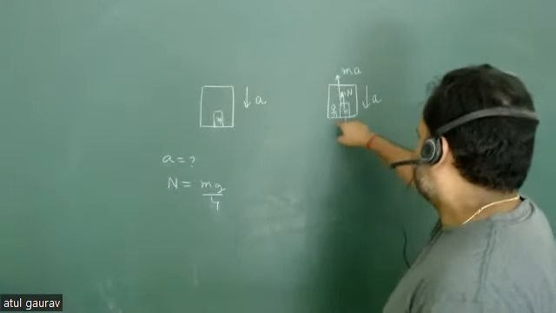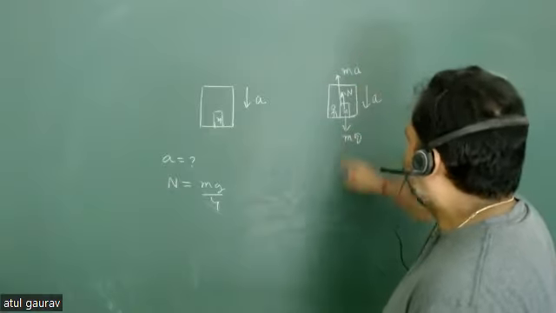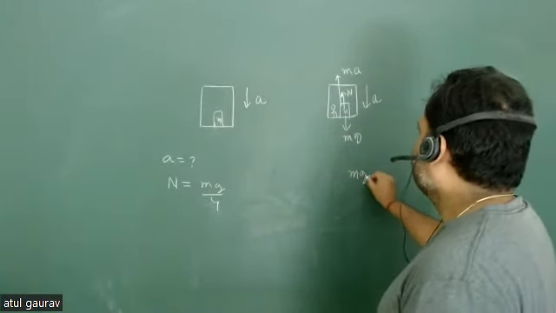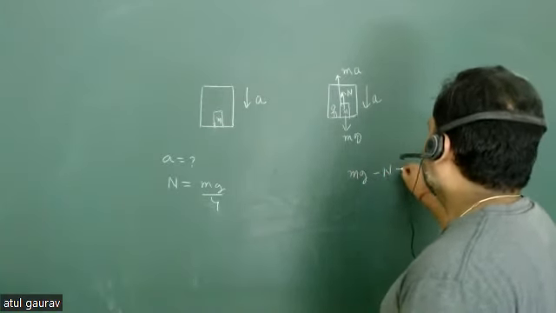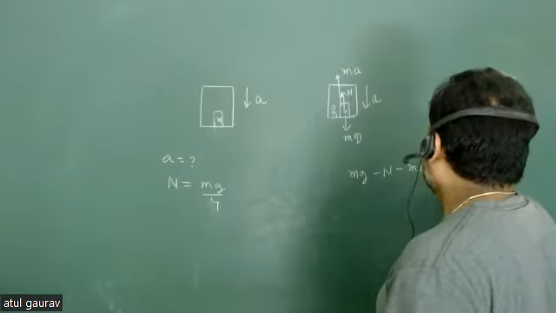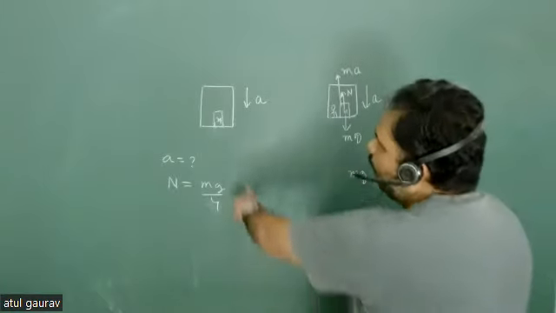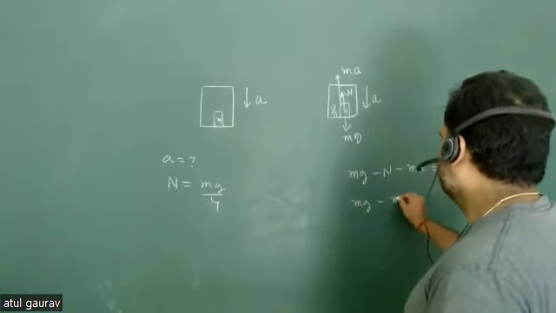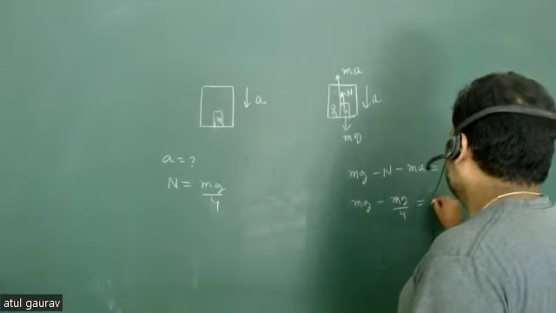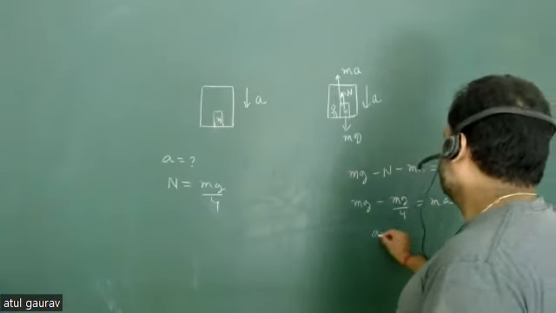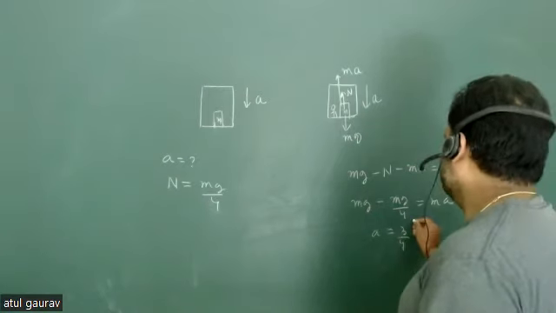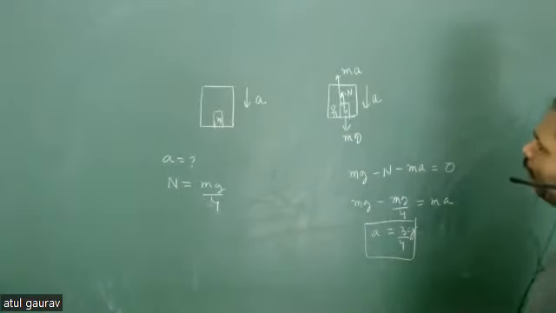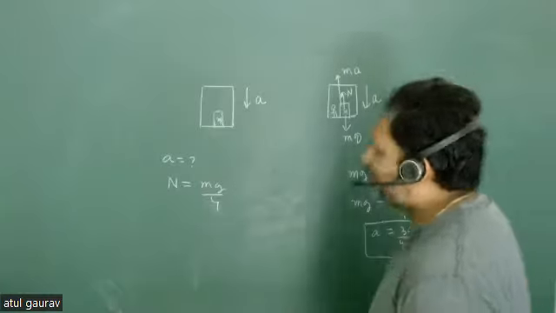Now the mass is just stuck on this surface. It is not moving upward with respect to this particular surface. So what will happen? mg minus N minus ma must be equal to zero. And what is the value of N? How much normal force do you want? So you can have mg minus mg by 4 is equal to ma. So a is equal to what? 3 by 4 into g, isn't it?